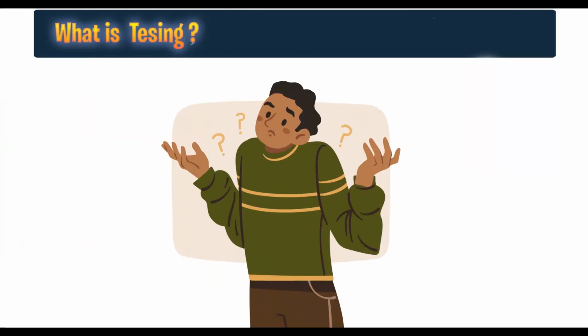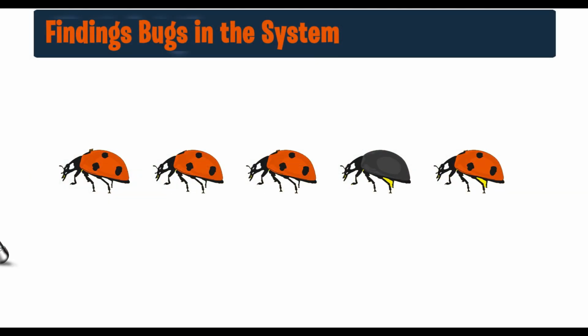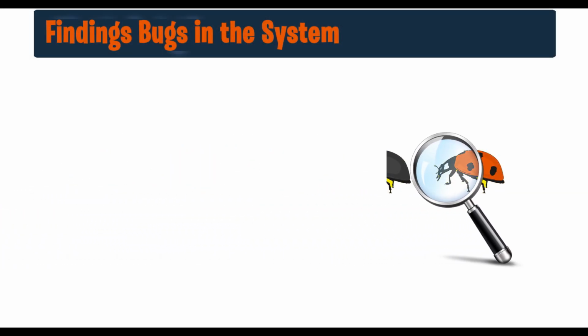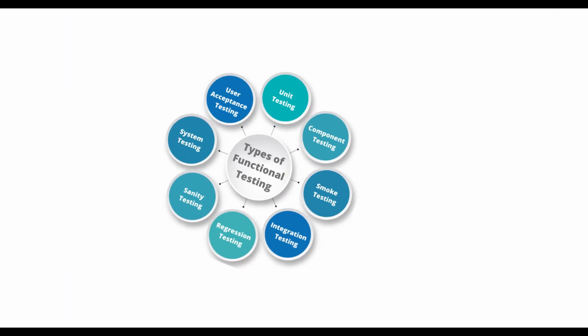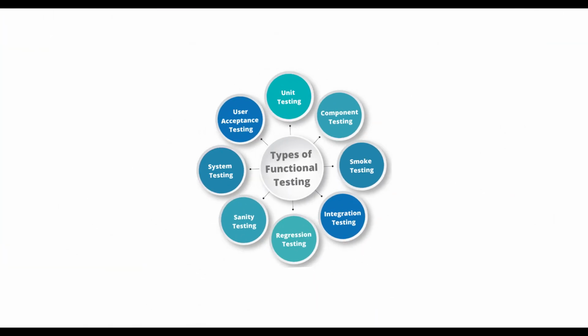So what is software testing? Software testing is a process of evaluating and verifying that a software or application does what it's supposed to do. The benefits of good testing include preventing bugs and improved performance. There are many types of software testing: performance testing, unit testing, integration, regression, etc. In this video, we're going to cover two types of testing: unit testing and integration testing.